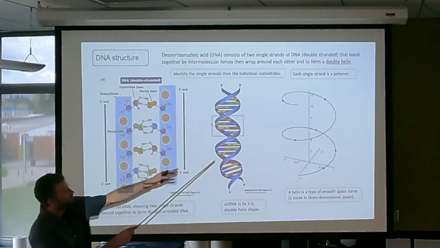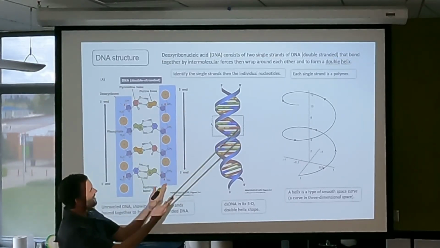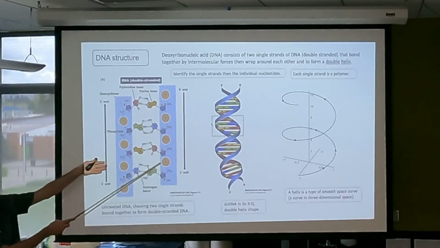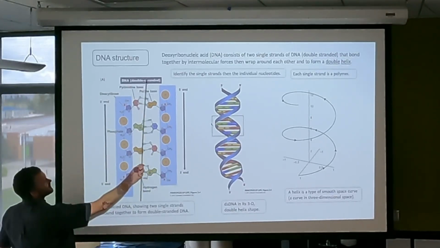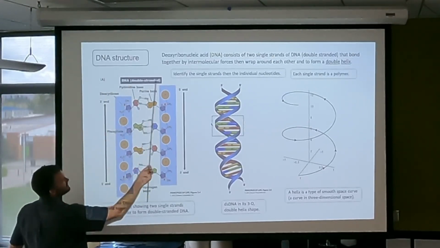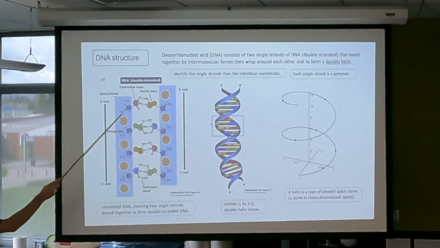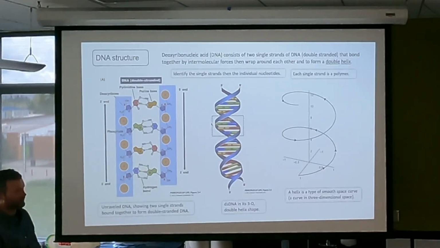So you take this double-stranded DNA, and if we unravel it out of its helix structure, this is what we get. And again, I've shown you this before. This is a single strand over here. This is a single strand over here. The single strands are individual nucleotides held together by covalent bonds.